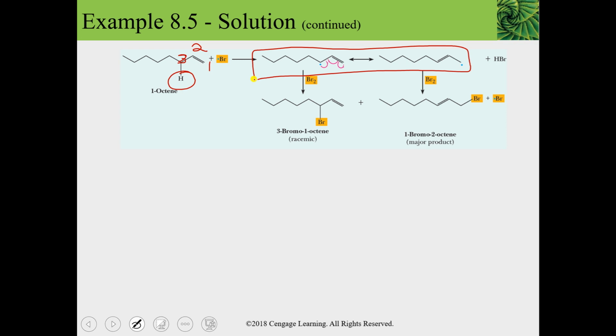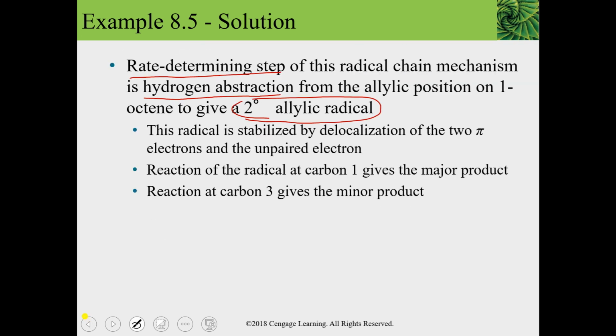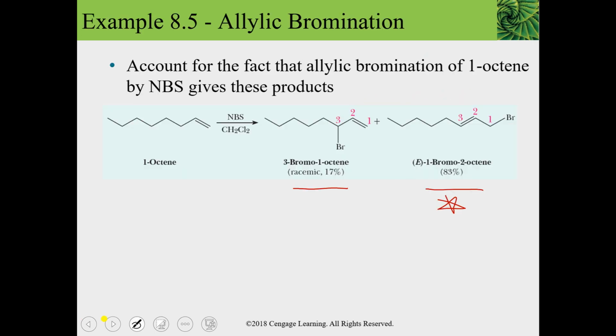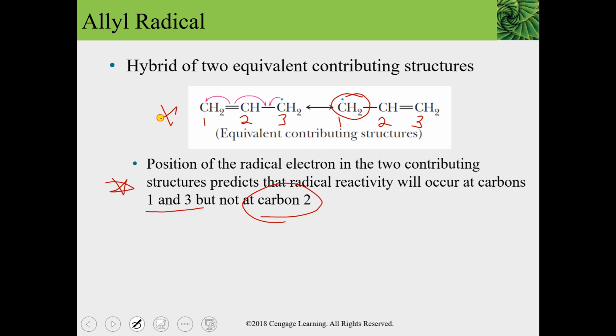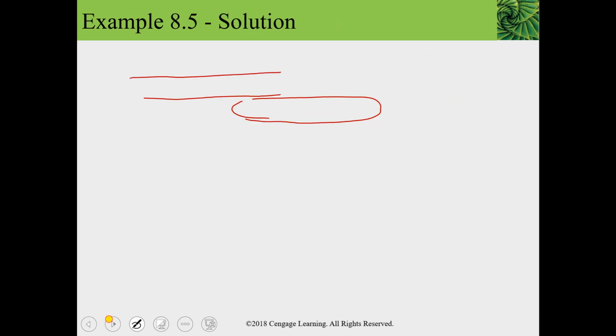All right, so once my allylic hydrogen is removed, the one I circled on carbon 3, there's a radical on carbon 3. It can shift equally between the radical being on carbon 1 or the radical being on carbon 3. If you remember the contributing structures, here it is. Remember these contributing structures where it can go back and forth between carbon 1 and carbon 3, but the radical will never be on carbon 2? Okay, that's what they're doing here.